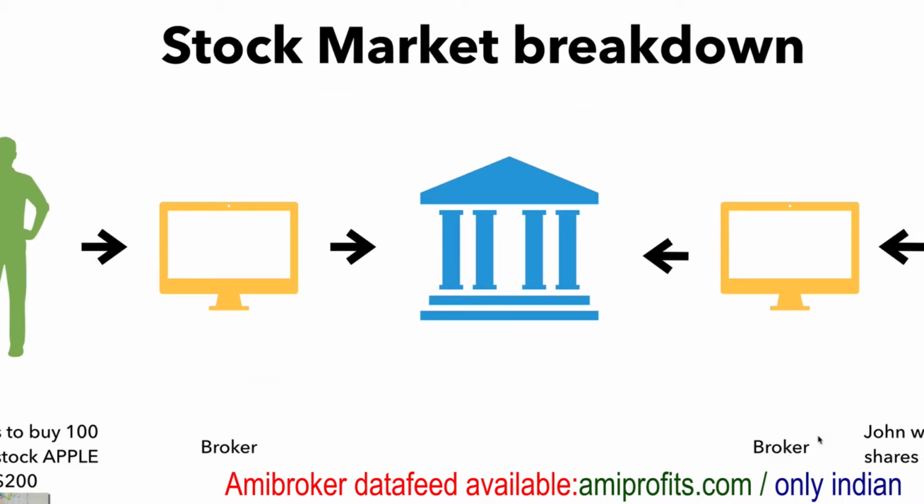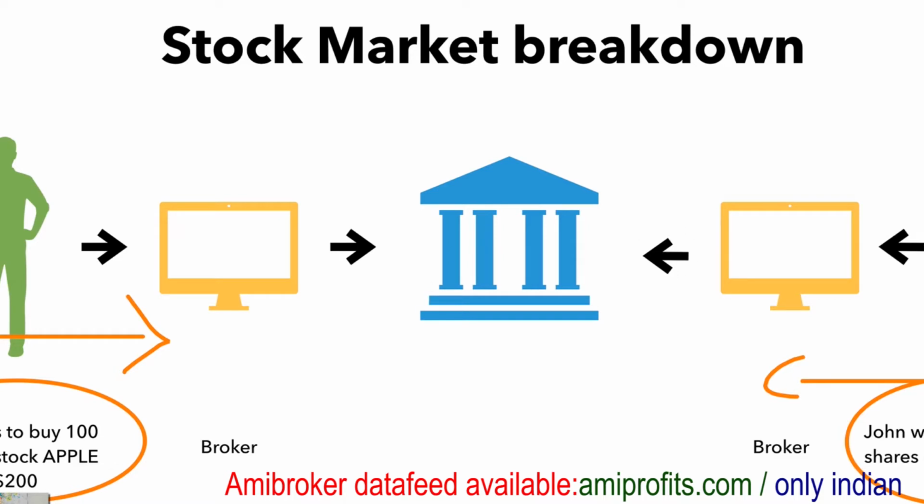Just to go over this once again, Bob wants to buy 100 shares. He has to go to his broker. John wants to sell 100 shares. He has to go to his broker. Once they go to the broker, it goes into the market and they make the exchange happen.